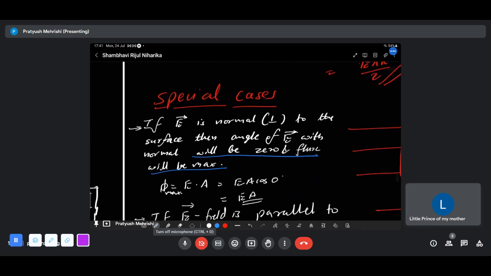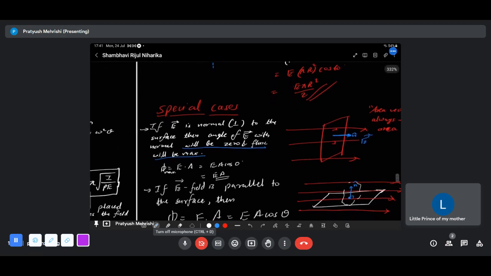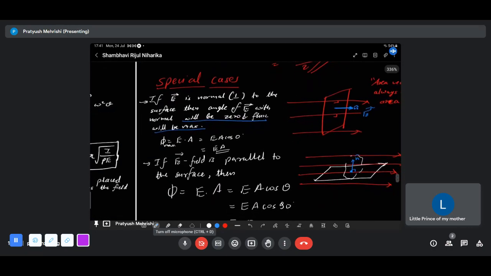Now, some special cases. If electric field is normal, then what will happen? Then the flux will be maximum. If the electric field is parallel, then how much flux will be there? Then zero flux will be there because no electric field line passes through that area. Getting my point? Because the plane is horizontal, no electric field line is crossing that area. Fine. Shall we move ahead? Very good.